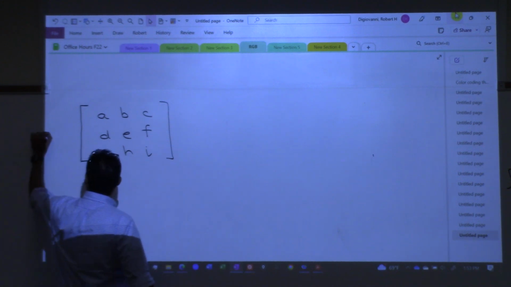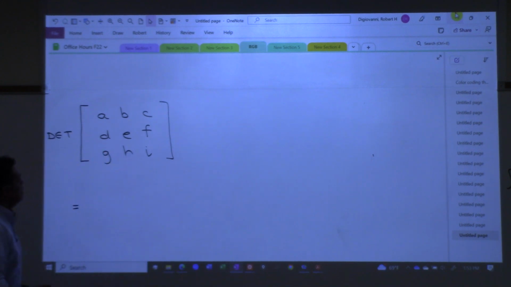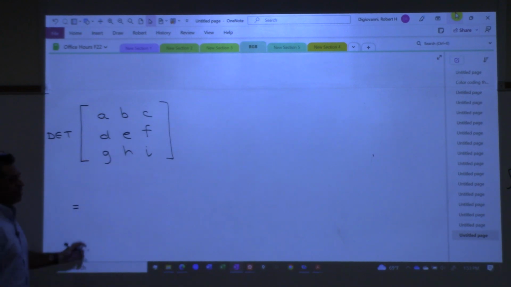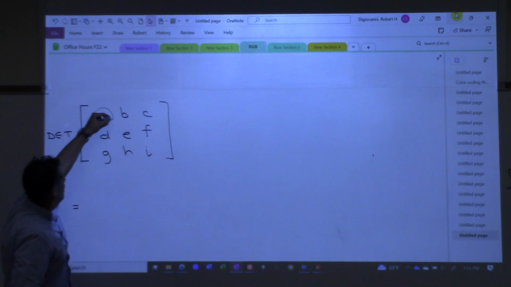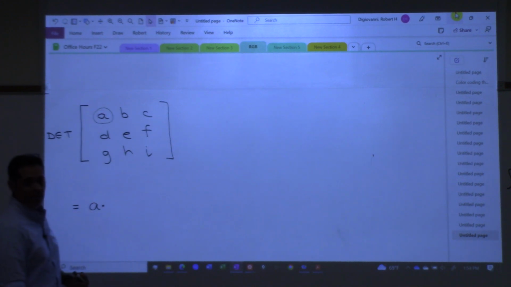What you do, if I take the determinant of that matrix, what you do is this. Who can tell me? Somebody. You want to share? Go ahead. How did you learn it? So I learned it by taking the minor of the top left. You start at the top left, multiply it by the minor of that top left. Okay, so you start with the top left, right here, A, you put that here. Then you multiply that by the determinant.